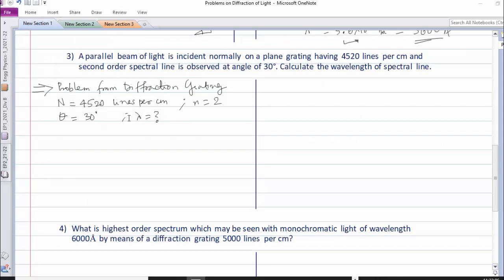Third problem is here. It is based on the diffraction grating. So I have already written here what is given. So let me read the problem for you.